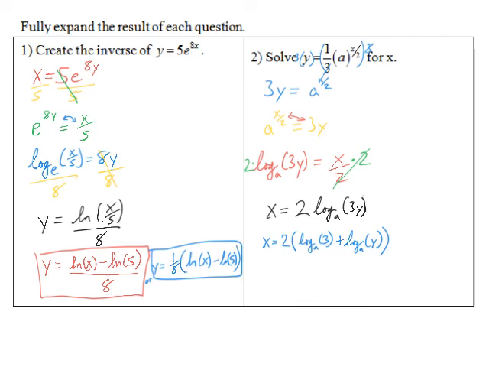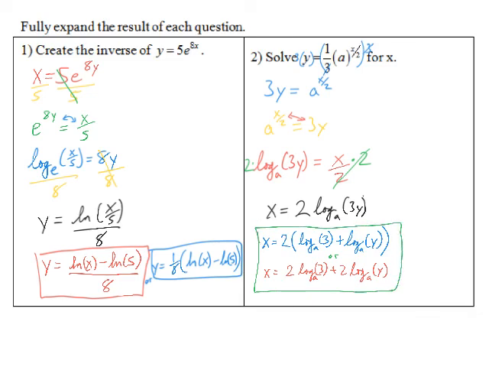Now you could also write it as x equals 2 log base a 3 plus 2 log base a y. And all I did there is I distributed the 2 to both pieces. So either of these are fair answers. It's multiple choice. You just got to be able to kind of think, okay, how did they expand this? How might they rewrite the answers just in case?